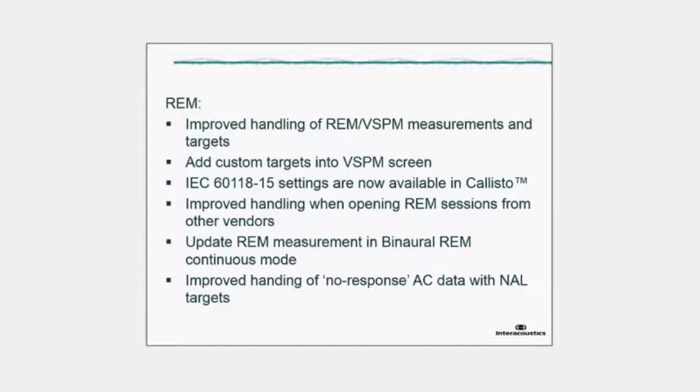We've also improved the handling of the software suite when opening REM sessions which have been recorded by a competitor or other vendors. We've updated the REM measurement for binaural REM continuous modes. This is a nice way to refresh the measurement and the target without having to restart the test and adding time to your session. So this is actually a time-saving improvement. And finally, we've improved the handling of no-response AC data with null targets.